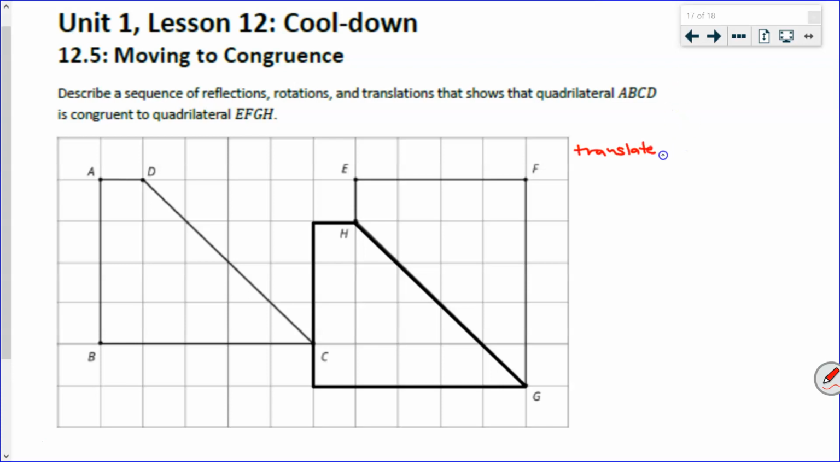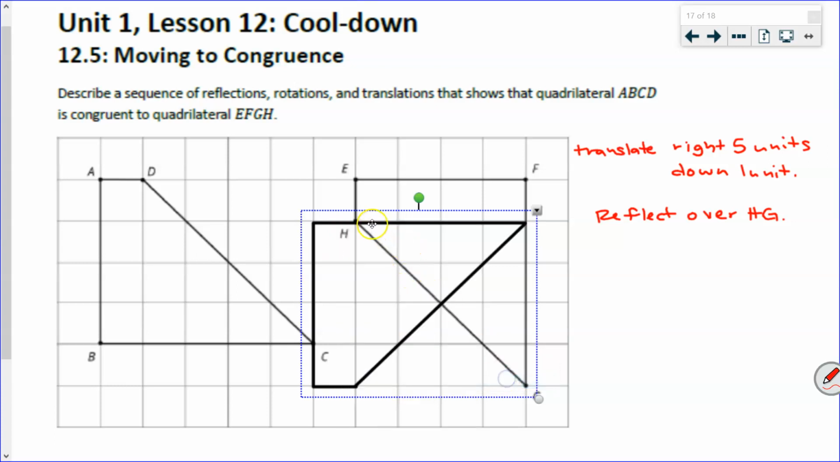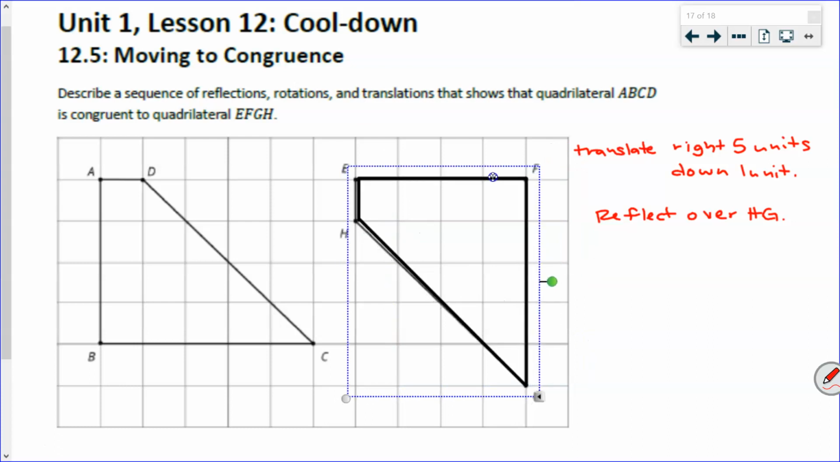Opposite or backwards copy, right? That's our mirror image. So we translated it right. How many units? 1, 2, 3, 4, 5 units. And then we would reflect over line, what is that, HG. And of course, this is not real software. So when I reflect, it would land up right here, but my software doesn't allow that.